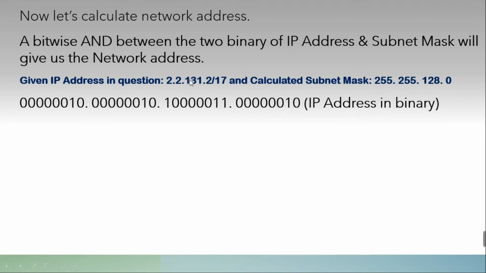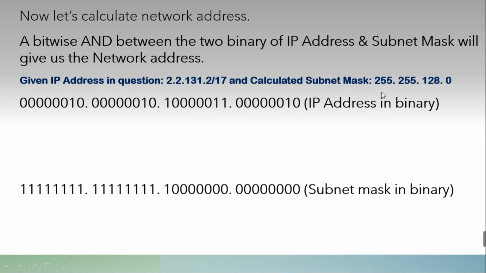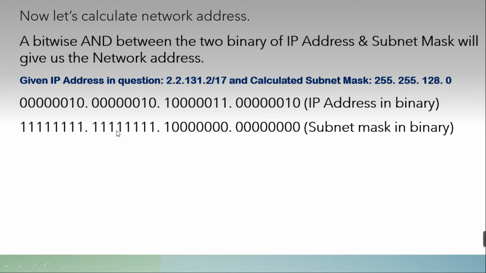So the IP address in binary was something like this. I've already shown you how we can calculate the binary for a given IP address, which is basically in decimal version. I have already shown you how to convert that IP address into its equivalent binary number. So this is the IP address in binary, and I have also shown you how you can calculate the subnet mask from a given IP address. That subnet mask in binary looks something like this.